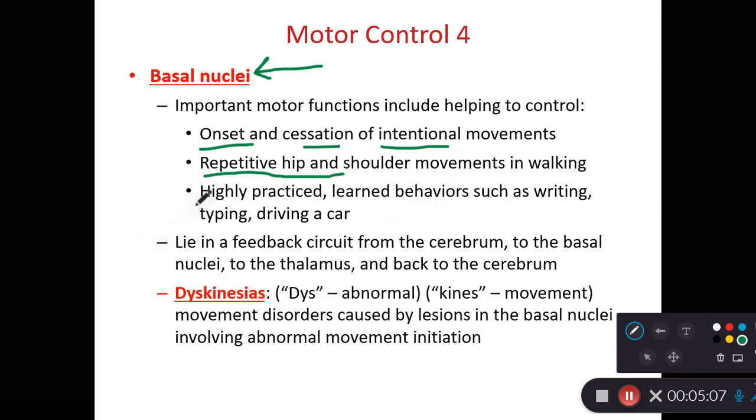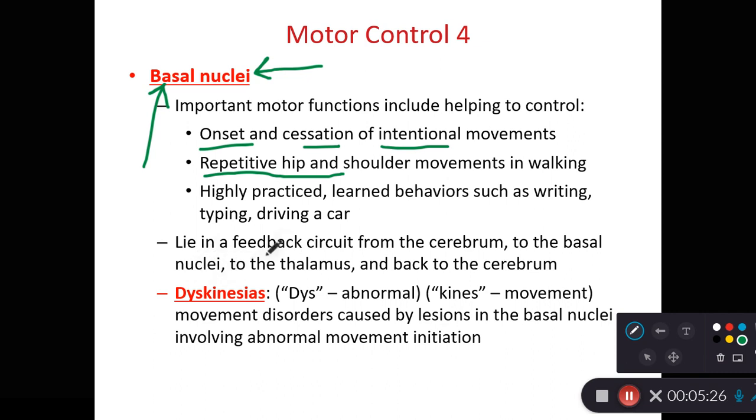And then if we're looking at highly practiced behaviors or muscle memory, writing, how to drive a car. For those of you who are in athletics, there's lots of muscle memory associated with athletics as well. Anything that can involve some kind of highly practiced learned behavior is going to be modulated by that basal nuclei.